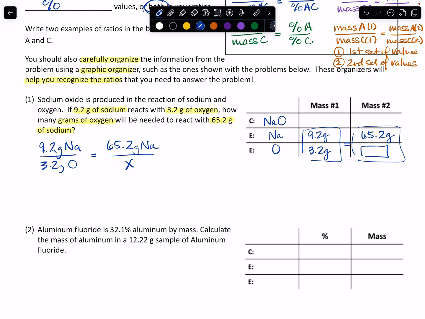All right, so I'm going to cross multiply just like I did before. I'm going to multiply 3.2 times 65.2, then divide by 9.2, and I'm going to find that I need 22.7 grams of oxygen to react with this amount of sodium. Before I move on, I like to look at my answer and ask myself if this answer is reasonable. I scaled up the amount of sodium compared to 9.2, so that means I'm going to need to scale up the amount of oxygen. And 22.7 is greater than 3.2, so that is a reasonable answer.